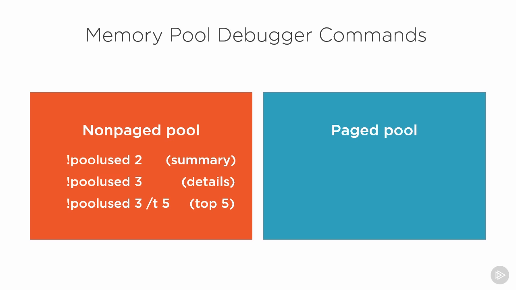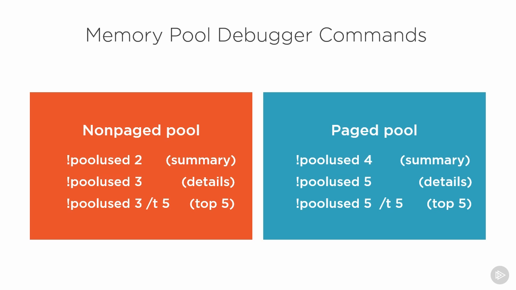We also have corresponding paged pool commands that we can utilize, such as the !poolused 4 to give us a summary of the paged pool utilization. There's the !poolused 5 to give us more details. And just like the non-paged pool, we can specify just the top 5 consumers by issuing the command !poolused 5 /t 5.